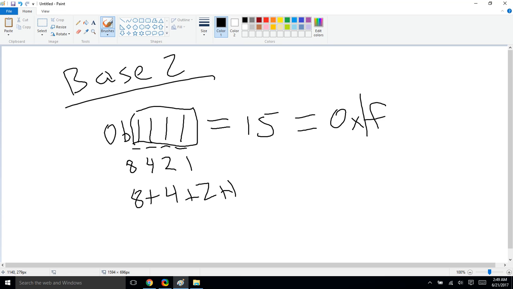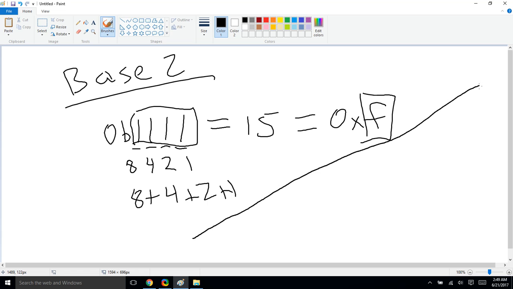And that is a useful piece of information because that ends up being that each 4 bits in binary is equal to 1 digit in hexadecimal, which we'll see in just a second.